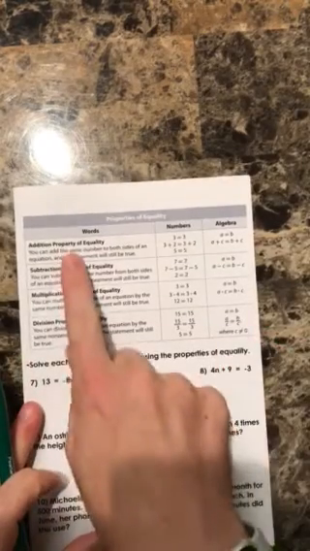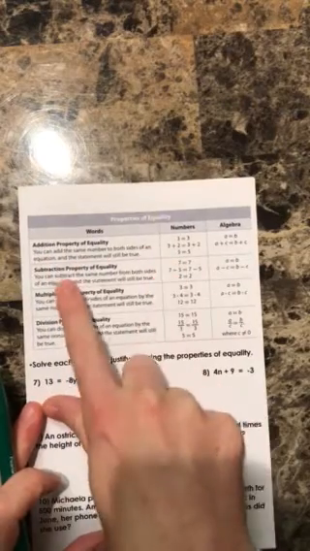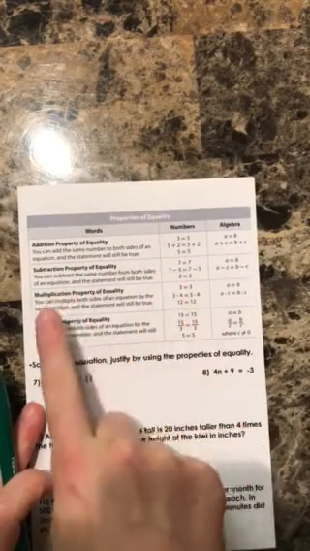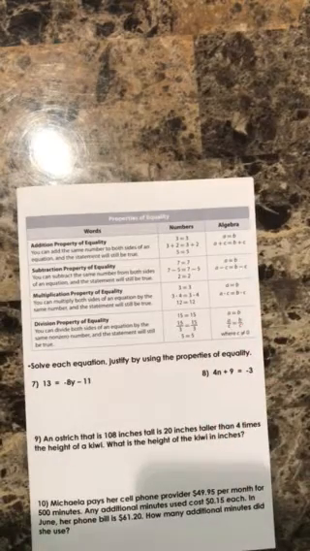All right, the next part of this just talks about the properties of equality. It's a quick overview. All this is saying is what you add to one side, you add to the other. What you subtract from one side, you subtract from the other. What you multiply on one side, multiply the other. What you divide on one side, you divide on the other, and so forth.